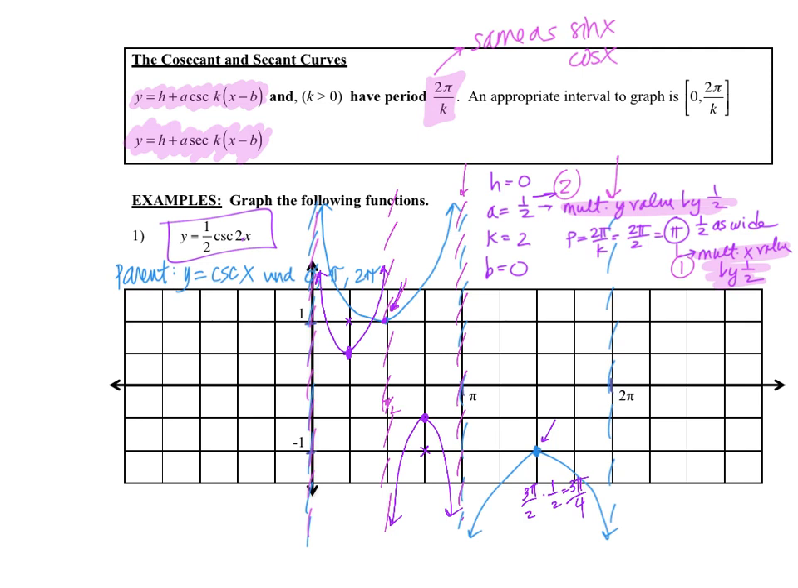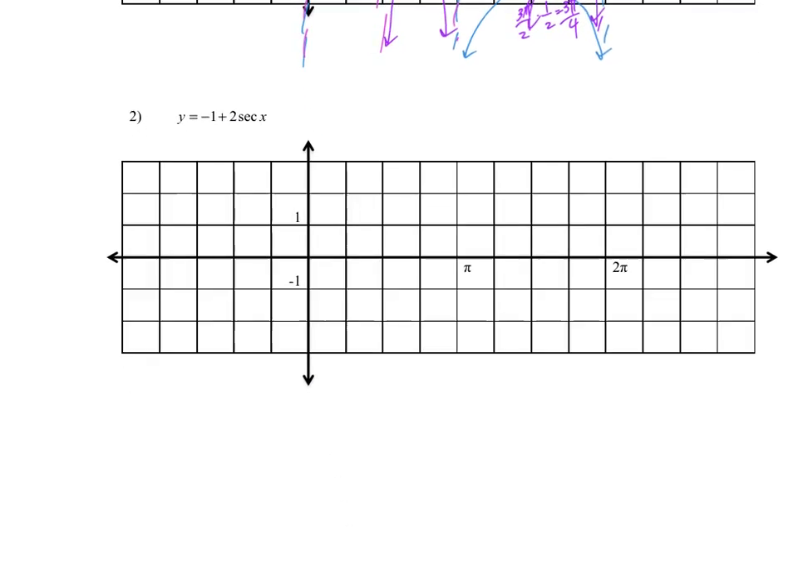parabola looking things. So that's one period of the new graph, which means I'm going to create more asymptotes here, and I'm just going to copy it. Looks like that. All right, good. Okay, one more.